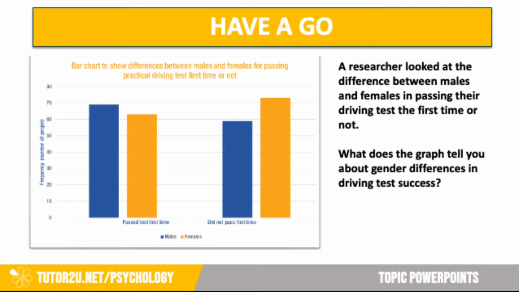Oh, yeah, so basically you've got blue there is males, and you've got the orangey yellow there is females. Okay, yeah, thank you, Megan. Okay, you can actually refer to the data as well in your answer, but Megan's got there that men were more likely to pass the practical driving test the first time rather than females.